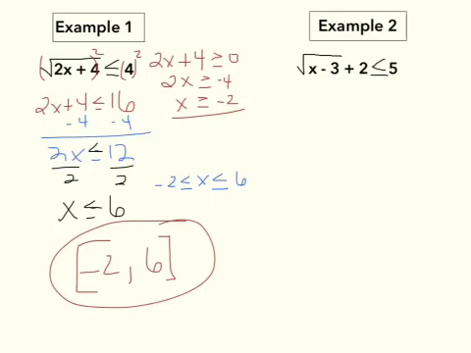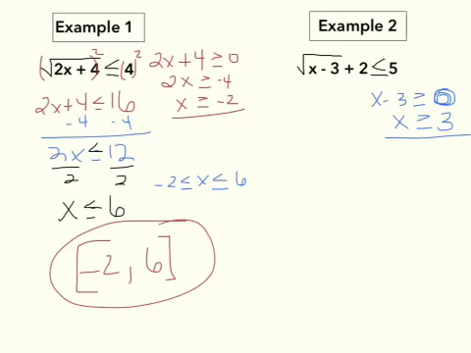All right, so on this next example, we're going to do the same thing. First, you have to get your radicand, so that's what's under the radical, so it's only x minus 3. We make it greater than or equal to 0 because we want it to be positive. Then we solve. So x has to be greater than or equal to 3. That's one of our restrictions.